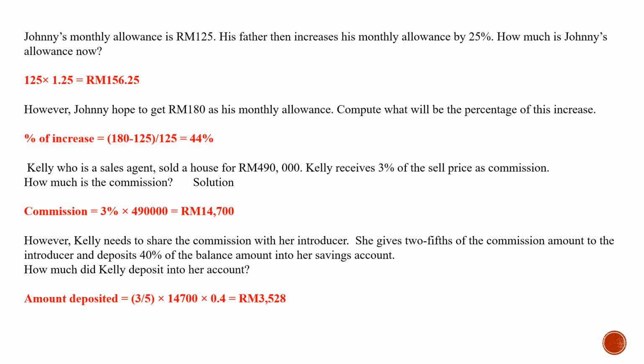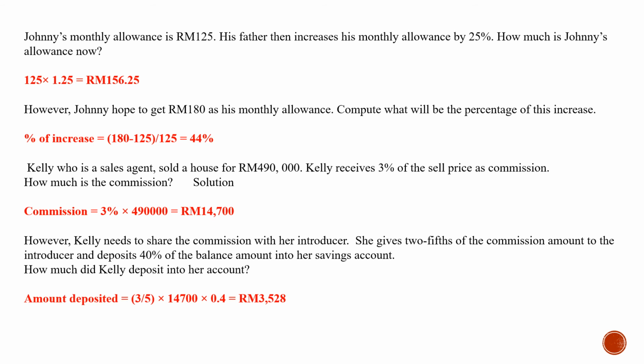All right. But Johnny hopes to get 180. Compute the increase. Increase or decrease in percentage, I've already taught you. Change divide original. Always change, divide original. So 180 minus original, which is 125, divide original. Students always make mistake here, must always divide original, understand?